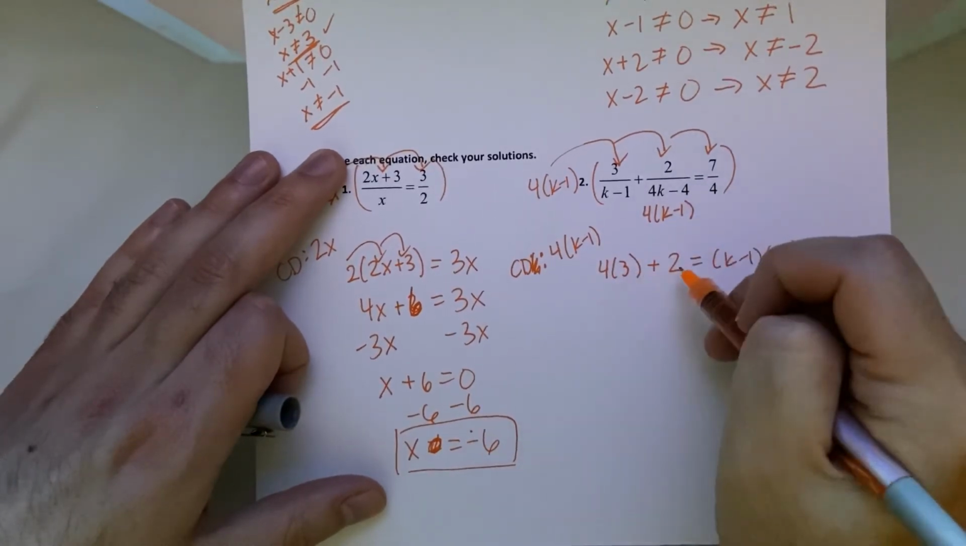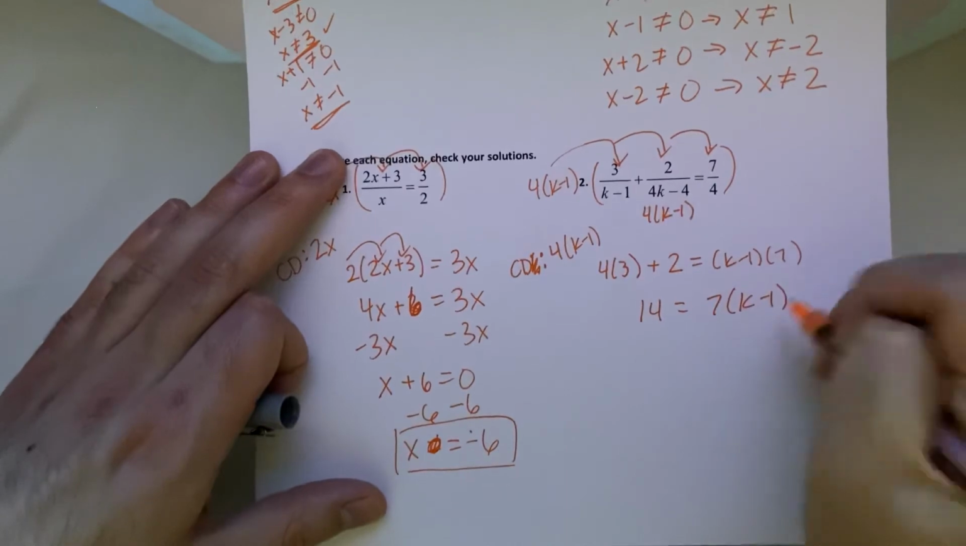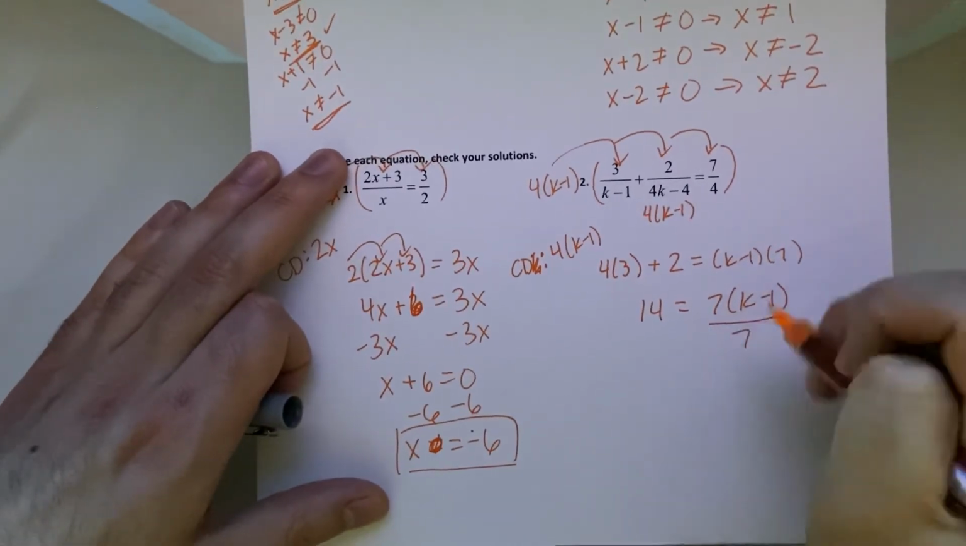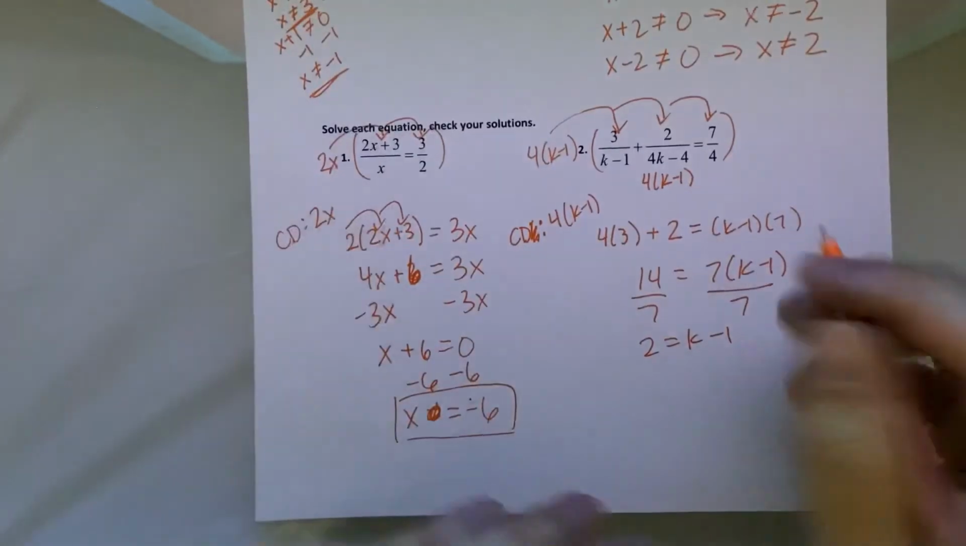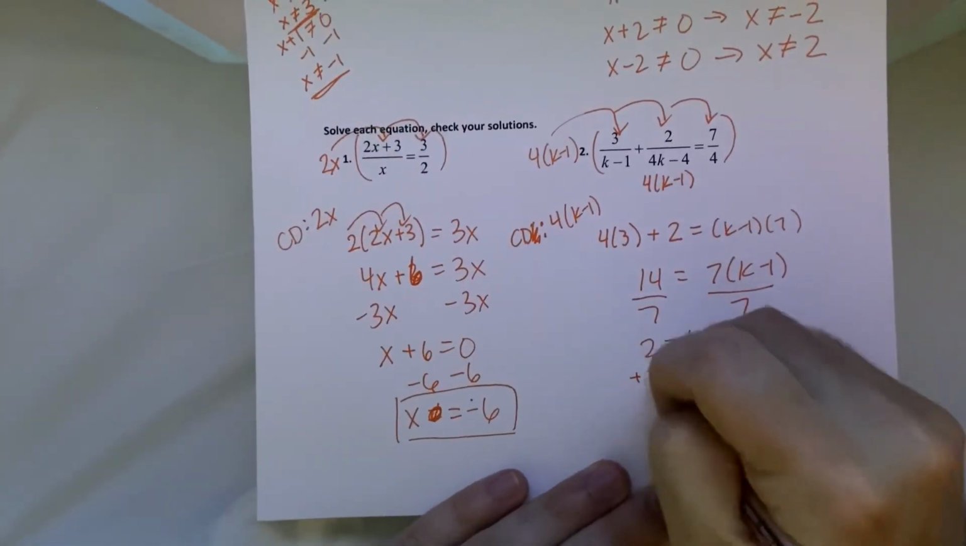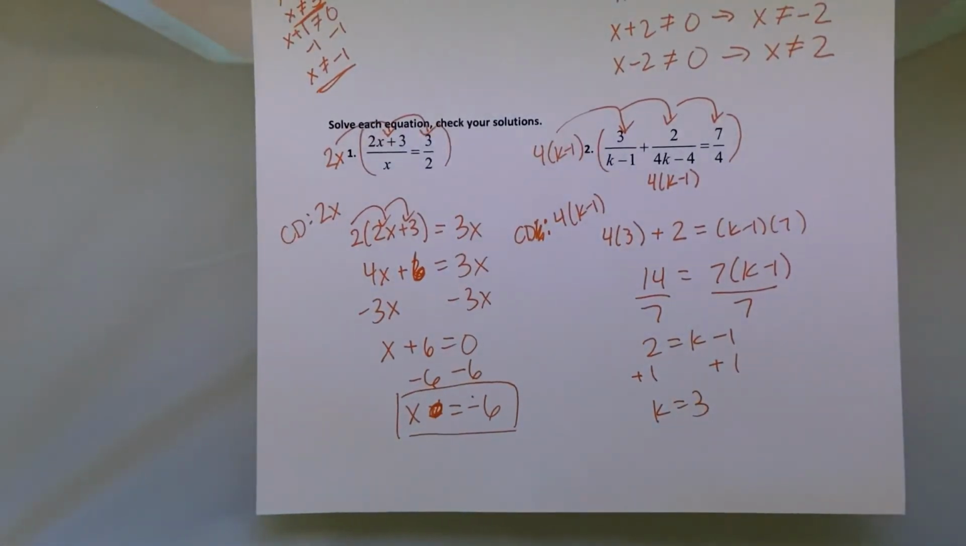This is 12 plus 2, so 14 equals 7 times k minus 1. You could distribute here, but I'm going to divide by the 7 instead. So 2 equals k minus 1. Add 1. K equals 3. Now you can plug this back in to make sure if you want. It would be 3 halves plus 2/8 equals 7 fourths.